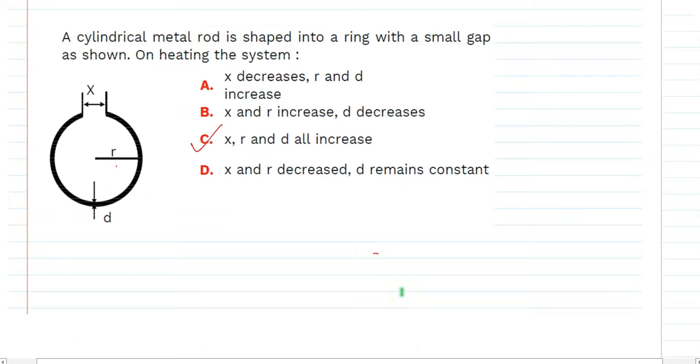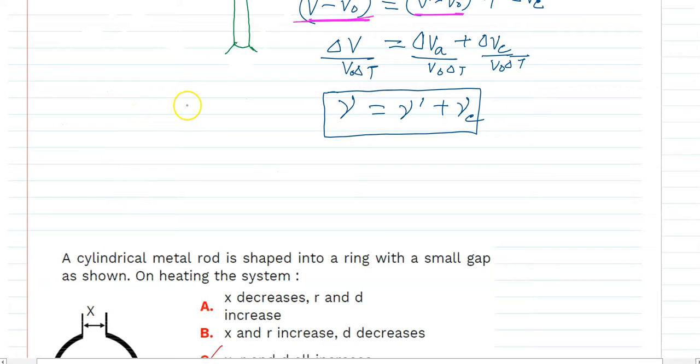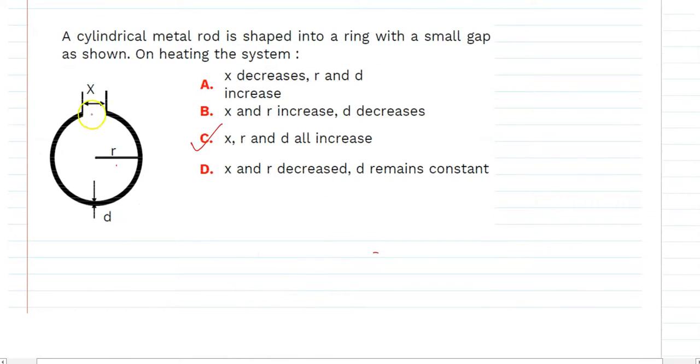So here is a question. A cylindrical metal rod is shaped into a ring. A small gap is shown. If we heat the system, then what will happen? Then X, R and D all will increase. D increases due to surface expansion, R increases due to linear expansion, and X also increases due to linear expansion. As after expansion the ring becomes also a ring, the X will be increased.